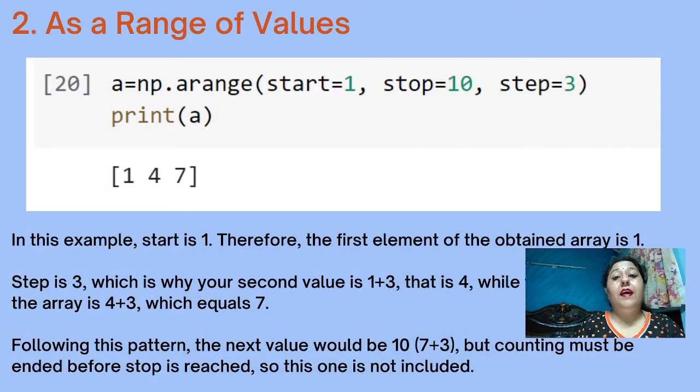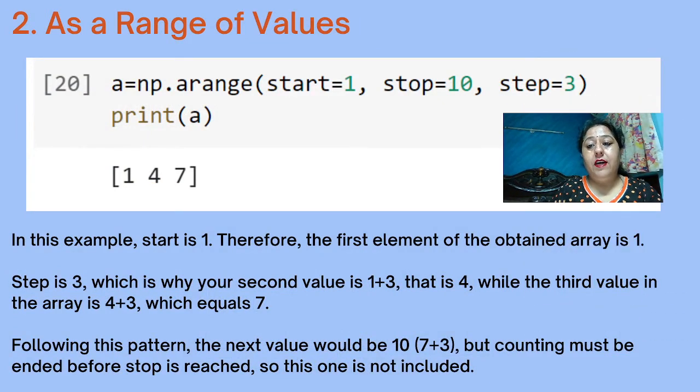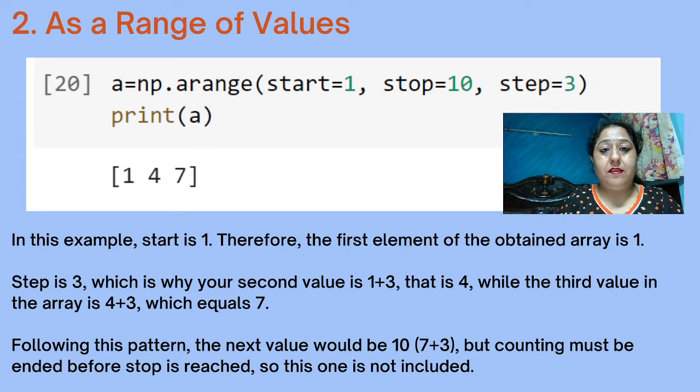Now, let us move our discussion to another method in which we can create a matrix. Instead of using the array function, now we use the function arange. We write np.arange, that is range of values, which takes 3 parameters: start, stop, and step. Here in this example, we have kept start equal to 1, stop equal to 10, and step equal to 3. The output which we get here is the array A, which has values 1, 4, and 7.